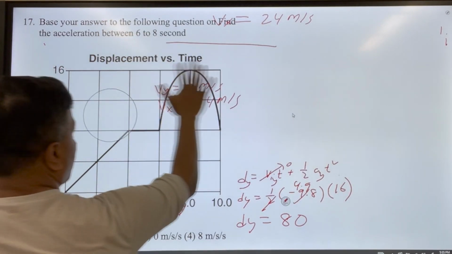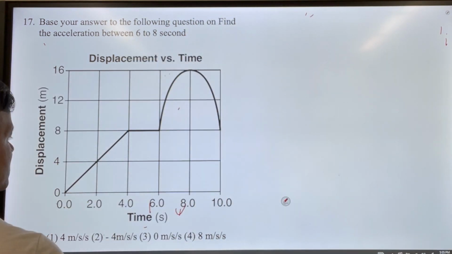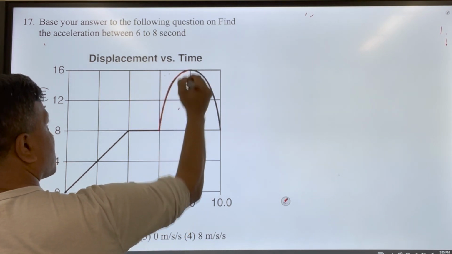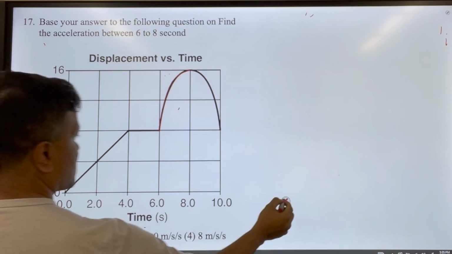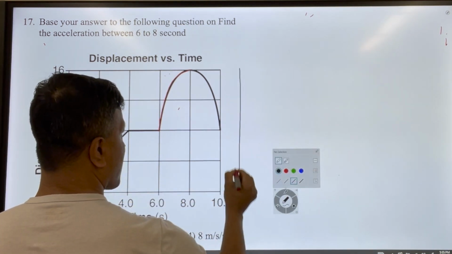All right, so problem number 17, I ask you to find the acceleration from 6 to 8. What is the acceleration here? So I'm going to ask you to draw this graph. Let's draw this graph, exactly this graph.